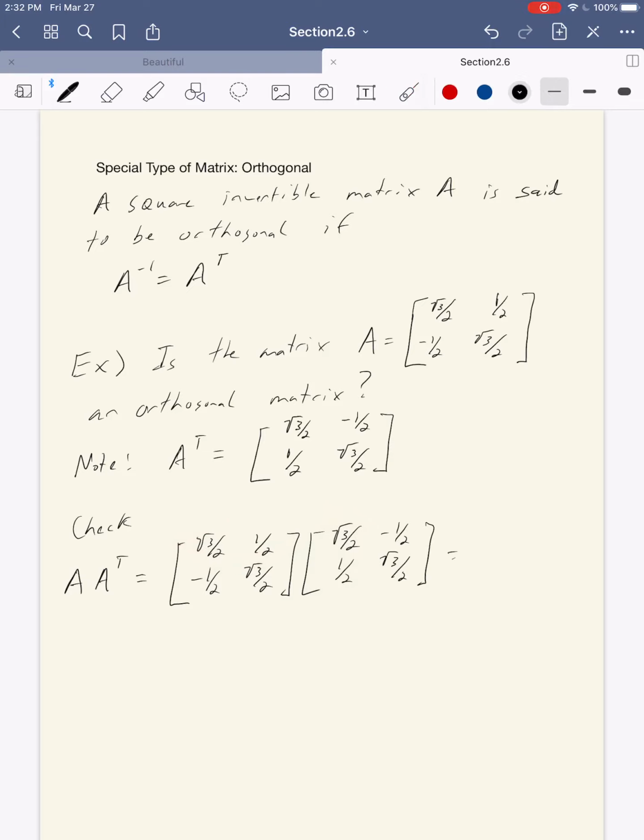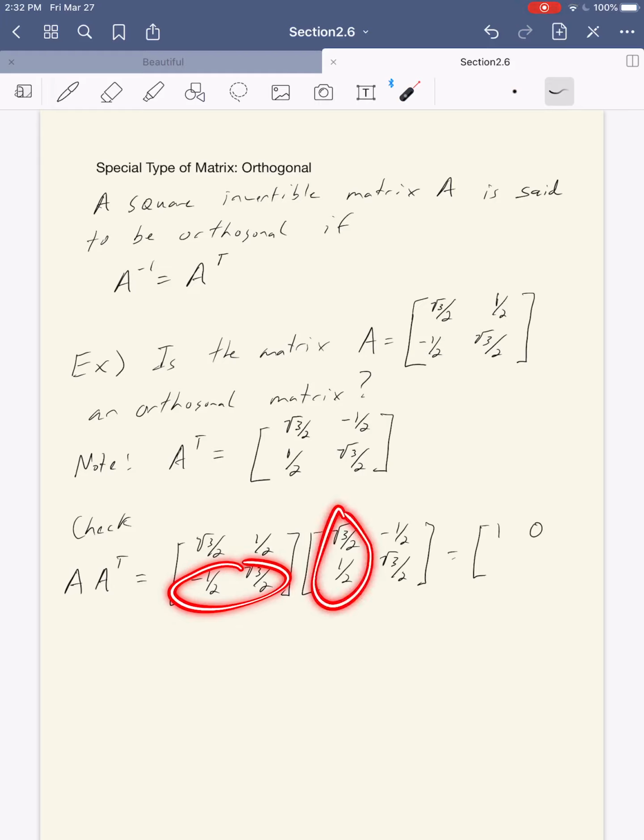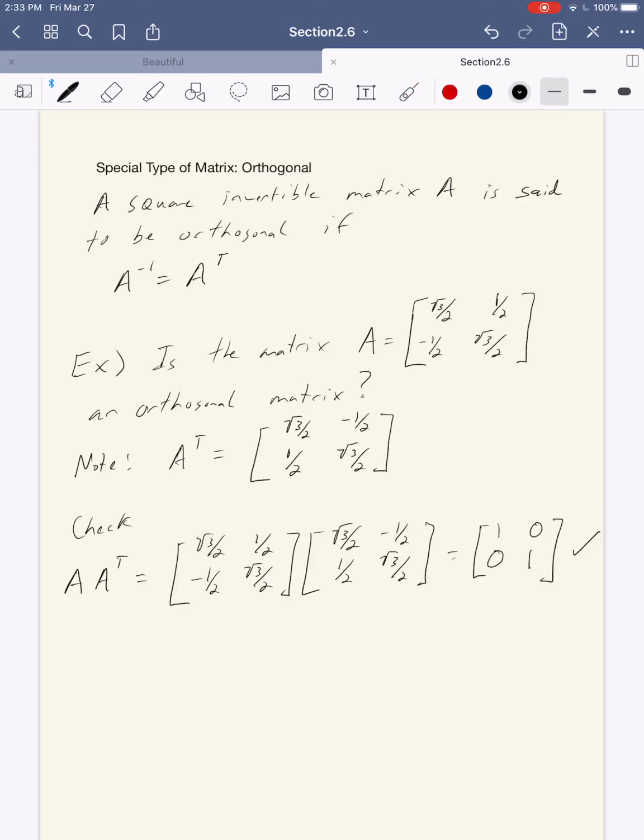Looks like if we do that, we should get 3 over 4 plus 1/4, which is 1. Then this row times this column, looks like we should get negative root 3 over 4 plus root 3 over 4, which is 0. Then this row times this column, looks like we'd get negative root 3 over 4 plus root 3 over 4, so that would be 0. And then this row times this column, which would be 1/4 and 3 over 4, which would add up to 1. So we're all good with that. Now we need to check the other way.